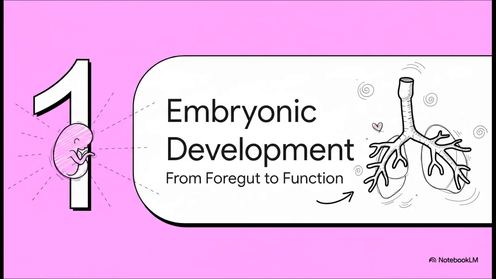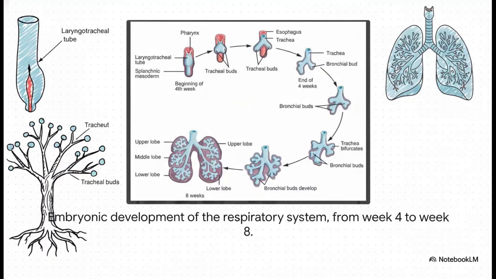Okay, first up, embryonic development. And I know, it can seem a little academic, but trust me, understanding how the whole system is built from scratch gives you this incredible framework for remembering all the anatomical details that really matter later on. Now, what's so cool about this is seeing how it all just starts as this simple little pocket in the primitive foregut. Around week 4, this tube forms, and then, it's kind of like a tree, it just starts branching out. You can see these little buds appear, and they just keep dividing and dividing, eventually forming the lungs.